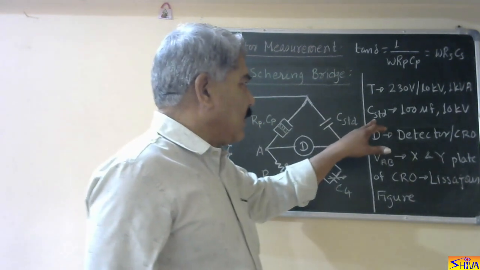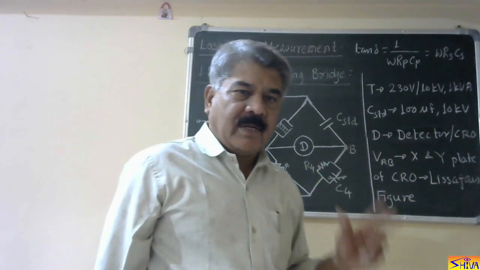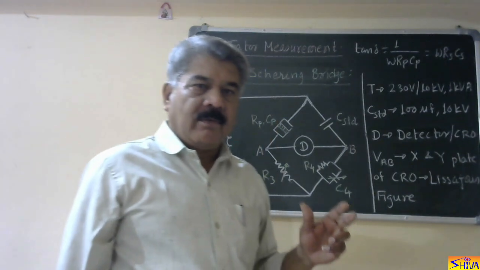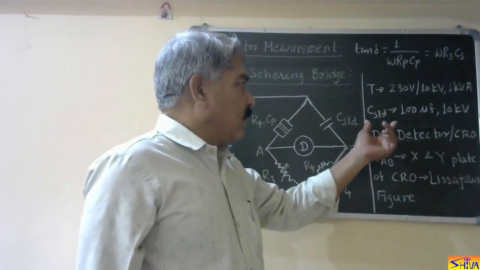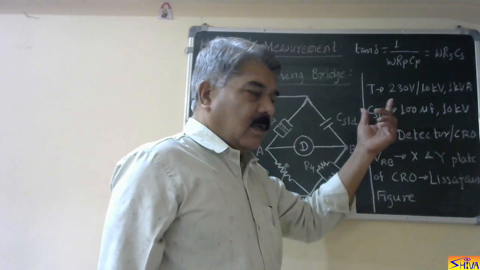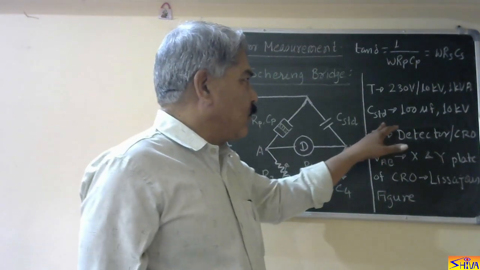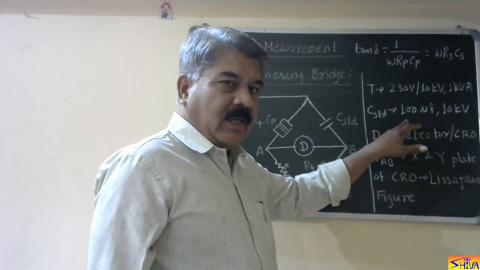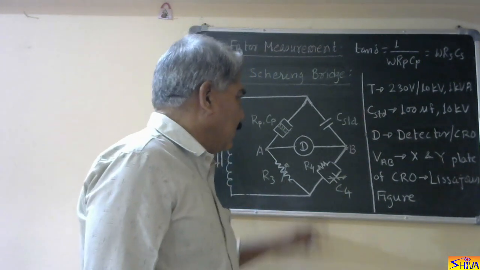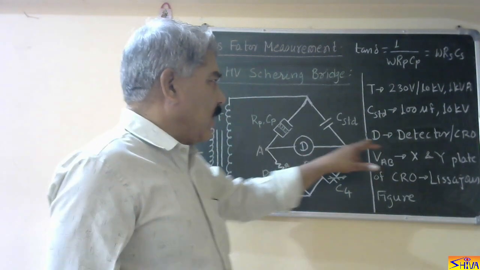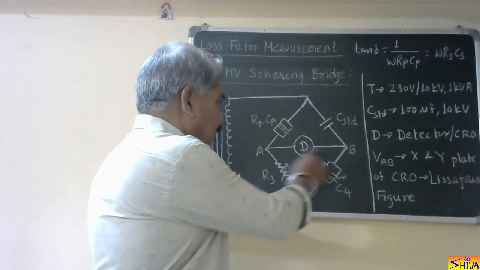The important thing here is this standard capacitor. It should be partial discharge free and it should have very high leakage resistance. If we consider the ideal condition, it should be loss free and without any cavity, so it is as good as an ideal capacitor. D is the detector, which can be a CRO, connected between A and B.